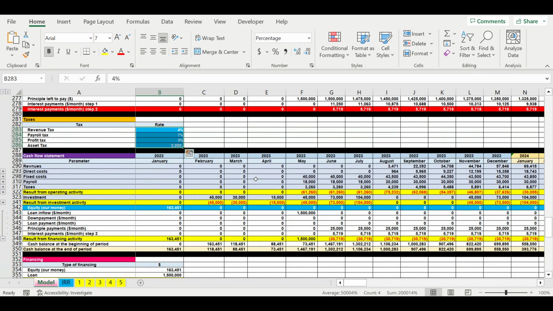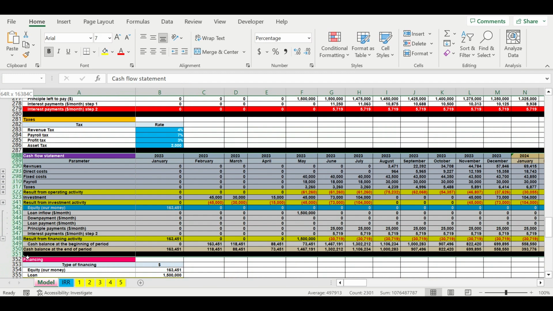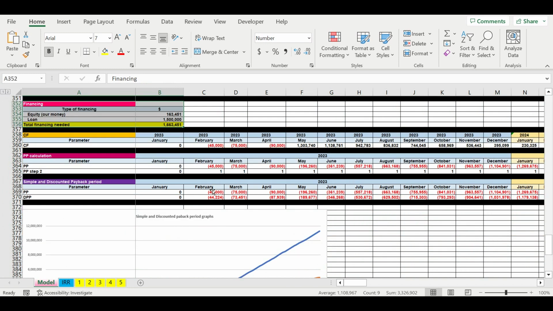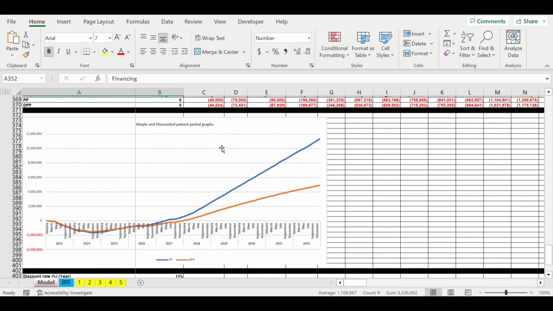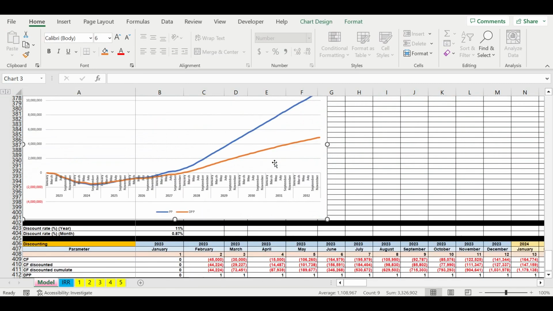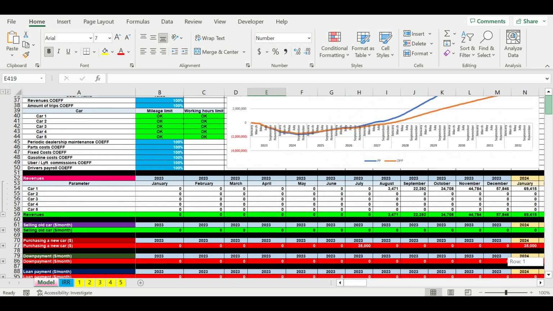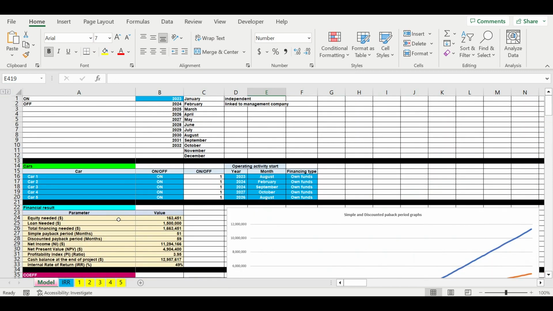Then we create the cash flow statement. Then we are calculating the amount of financing needed for this scenario. Here we are calculating simple and discounted payback period. And then all this stuff is coming to the top here.